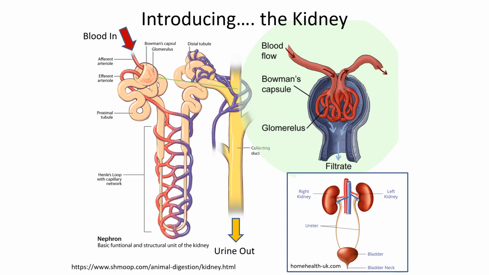Blood comes into each nephron and goes into this kind of ball of capillaries known as a glomerulus, and it comes in under a lot of pressure. The fluid is going to seep out and it's going to be collected by this capsule and directed into a series of tubes that will ultimately produce urine.